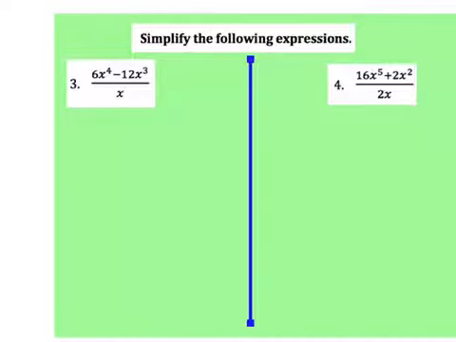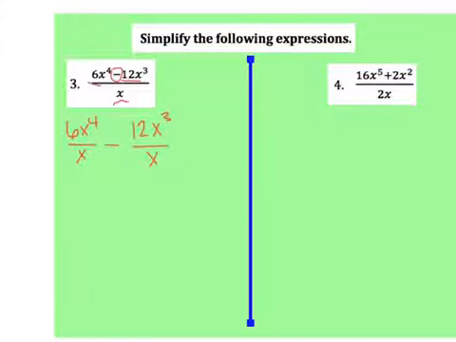So let's look at this first example and look at those steps. So I have this whole polynomial, 6x to the 4th minus 12x to the 3rd, divided by this monomial, this one term, x. So here's what I need to do for this. I have two terms on top, and they both need to be divided by this x term down here. So I'm going to split it up first. I'm going to do 6x to the 4th divided by x minus, because it's a minus term there, 12x to the 3rd divided by x.